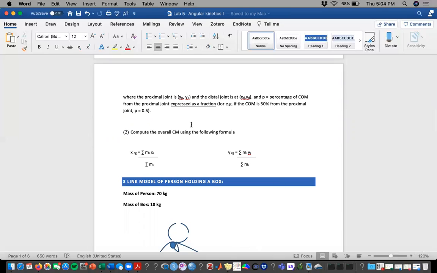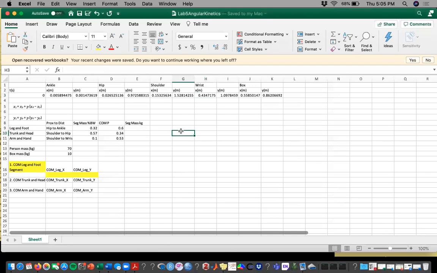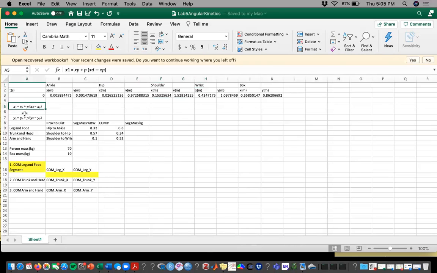So let's start with computing the foot and leg segment center of mass in Excel. I'm going to minimize here. I've set up my Excel document like this. Again, this is just pulled right from Tracker. I have my time, my X and my Y coordinate for the ankle at frame 206, and my X and my Y for my hip, my shoulder, the wrist, and the box, all at frame 206. Remember, we just have those individual data points there. I also included in my Excel the individual formulas for the X and Y coordinates for finding the individual segment center of masses. So we're going to use these formulas.